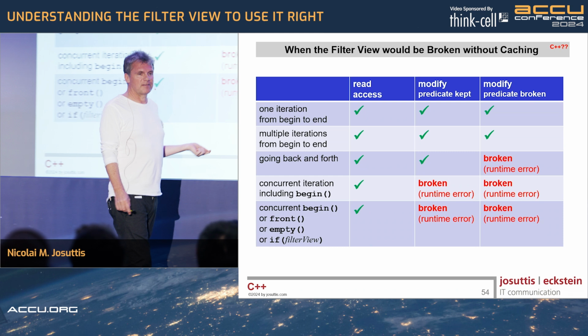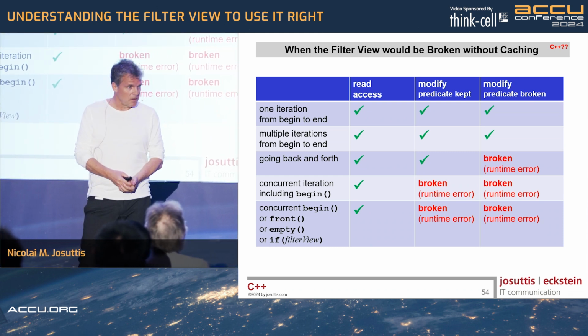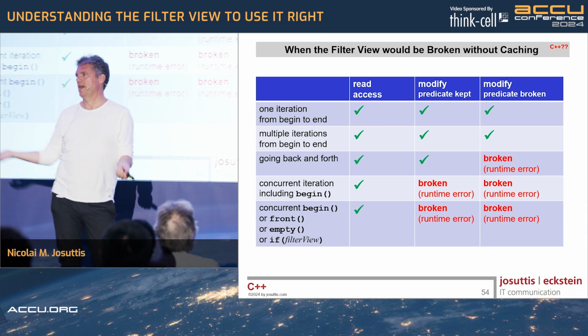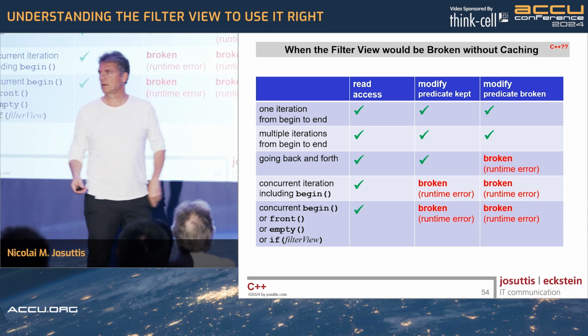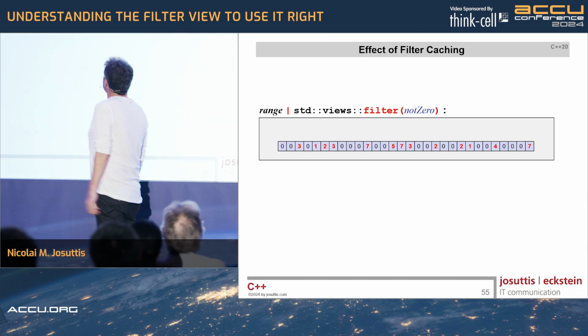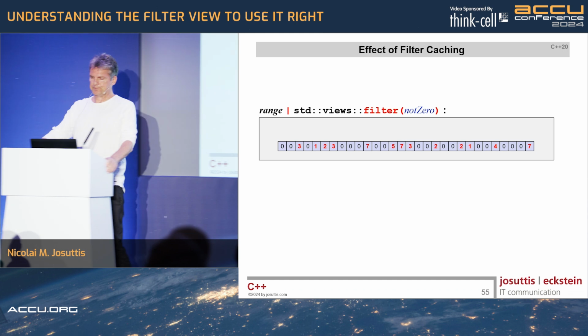So let's look. What is the benefit of caching? You saw that a second call of begin is cheap, but which use case is it where it really gives us benefits? Let's take a look at some examples.